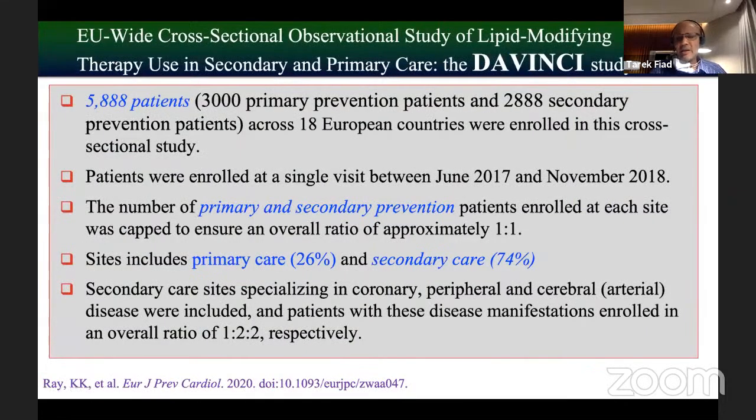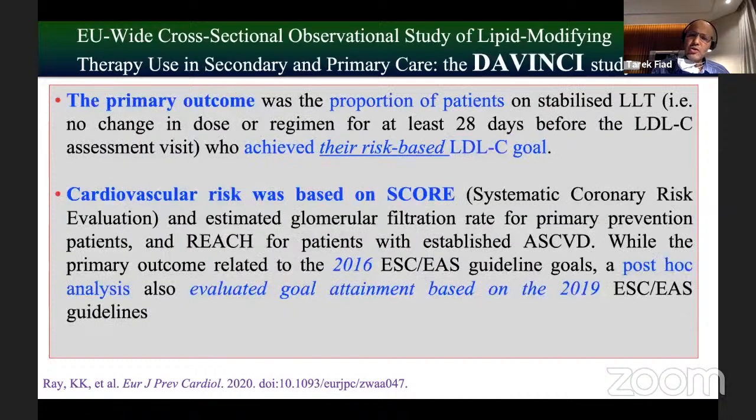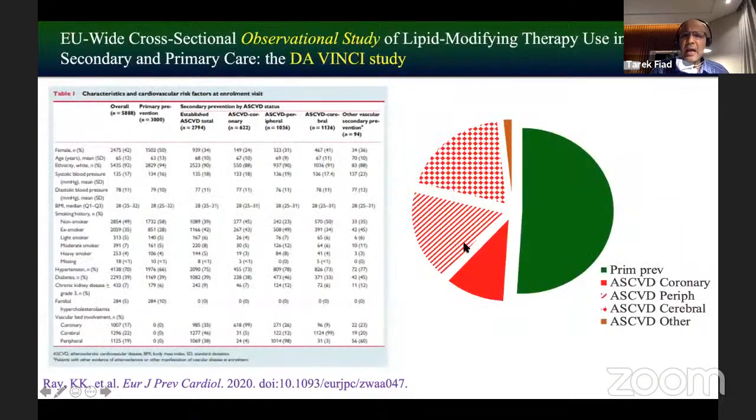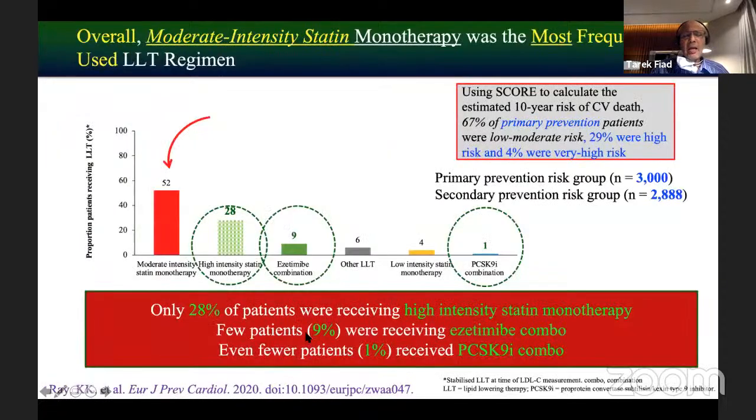Let's look at the DA VINCI analysis from Europe. Again, an important analysis which came recently, looking at the adherence to the 2016 European Atherosclerosis Society guidelines and what we need to do if we are going to reach the goals recommended in 2019, which I just shared with you earlier. In that analysis, about half of the patients were primary prevention, another half were secondary prevention. If you want to know exactly, in that observational study, approximately 2/3 belong to the very high risk group.